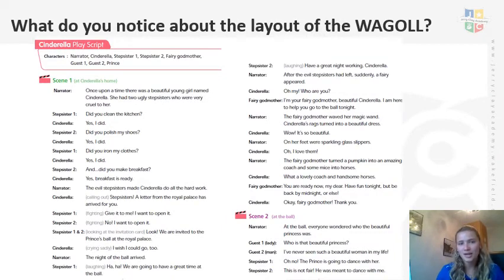Okay, so moving on to today's part of the lesson, and I want you to have a look about what you notice about the layout of a play script. So what does it look like? How do you know it's a play script? What do you notice? I want you to just have a quick look through, quick chat to yourself, to your parents. What do you notice about a play script?